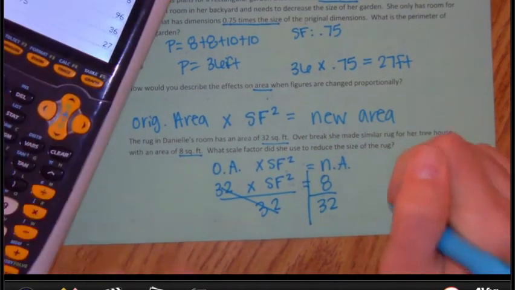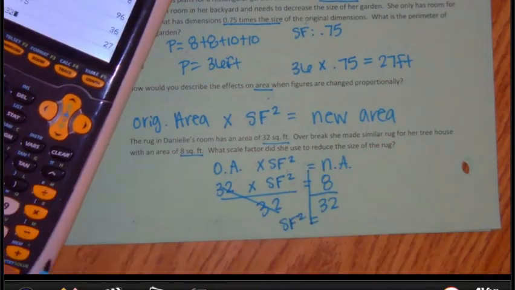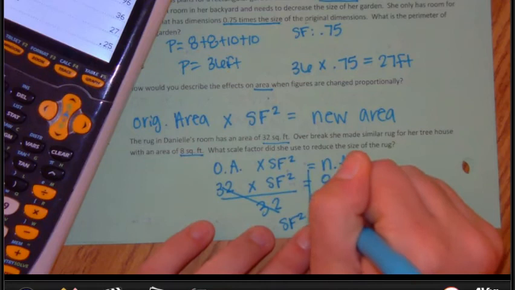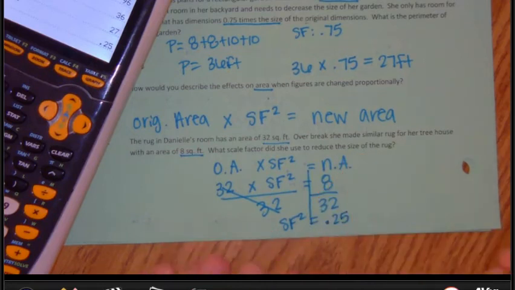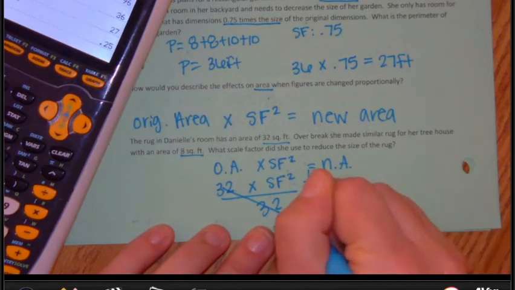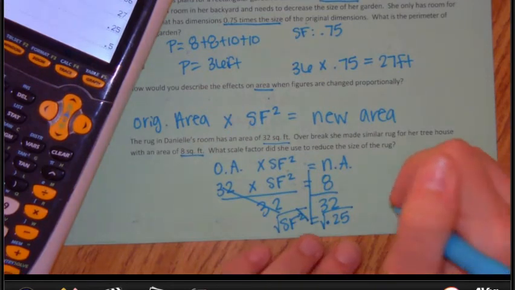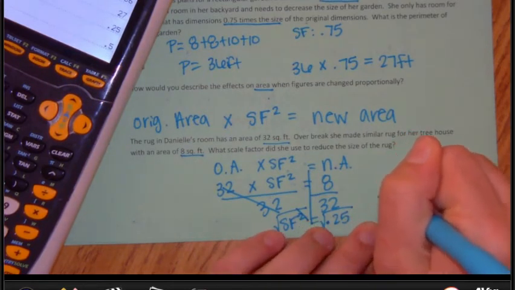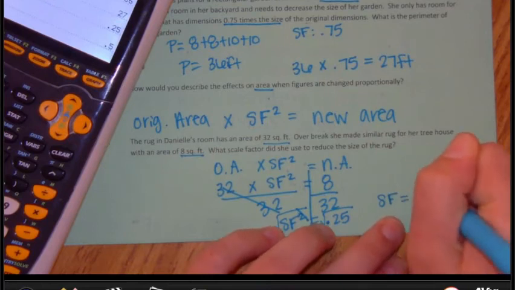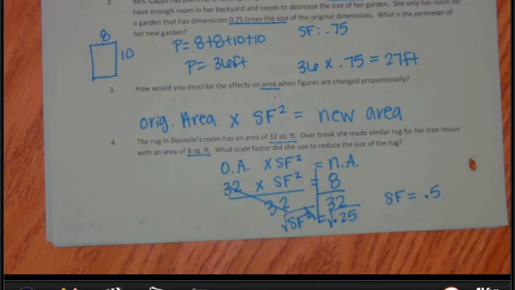And I'm going to be left with scale factor squared is going to equal, well, 8 divided by 32 is 0.25. Now, how do I get just one scale factor? I'm going to take the square root of both sides. So I'm going to take the square root of 0.25, and I'm going to see that my scale factor is equal to 0.5.